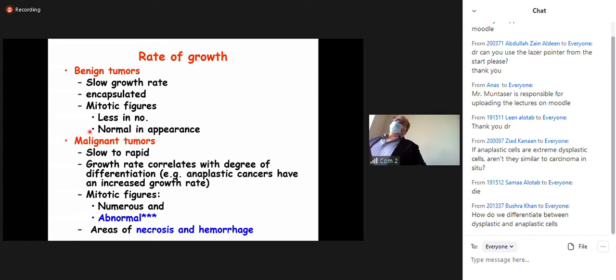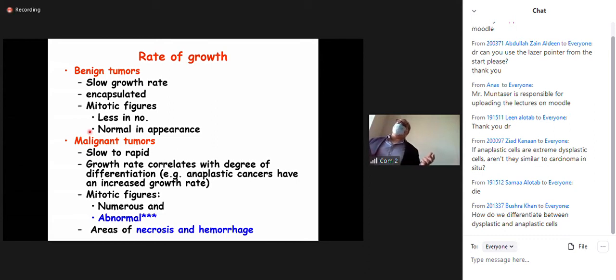Two, it will grow in an expansile fashion. So it will not infiltrate nearby tissue. It will not send cords of cells invading nearby tissue. It will simply grow slowly and very respectfully, compressing the nearby tissue. By compressing the nearby tissue, it will create a pseudo capsule from the nearby tissue that is going to surround those tumors. Okay? So as a result, the benign tumor will be an encapsulated tumor.